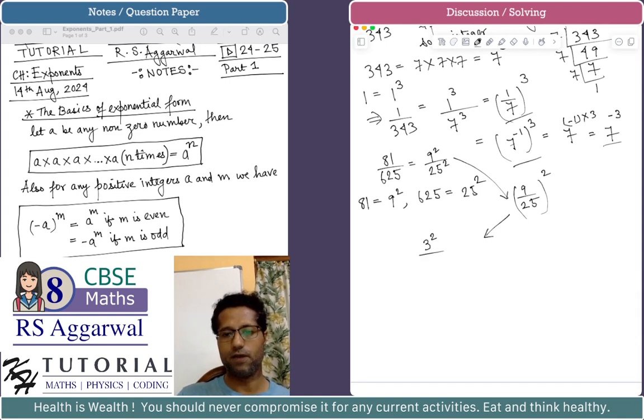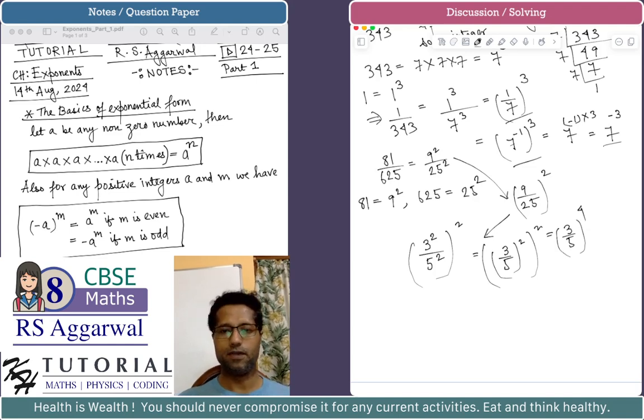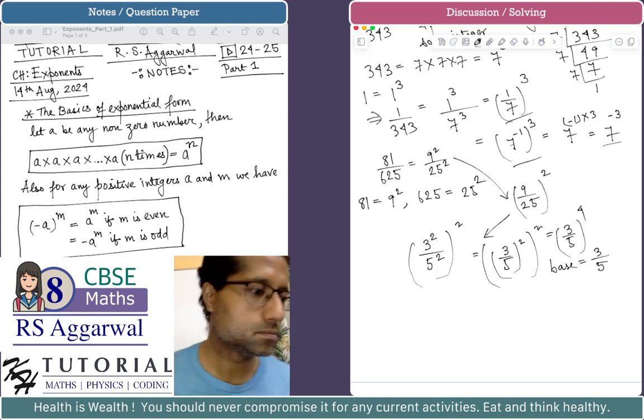So I can further convert this as, 9 is 3 square divided by 25 is 5 square, and we have whole square. So 3 square by 5 square, I can say it is 3 by 5 whole square, and this was again raised to square. So this is 3 by 5 whole raised to the power 4. So the number 81 by 625 in exponential form will be 3 by 5 raised to the power 4, and hence the base of the number 81 by 625 is 3 by 5.